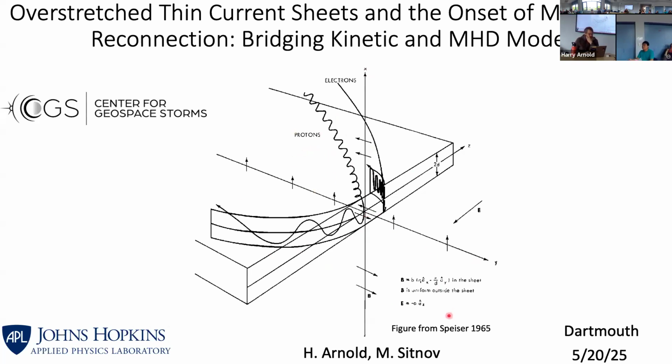This is from the Speiser '65 paper. These are Speiser orbiting protons and electrons. Basically, if you have a parabolic magnetic field like you might find in the magnetotail, your ions will gyrate around the field line until they reach the current sheet, and then some of them, the Speiser ions, can turn into this meandering motion along the current sheet. I point that out because I'm going to be talking more about the importance of Speiser ions in these overstretched thin current sheets.